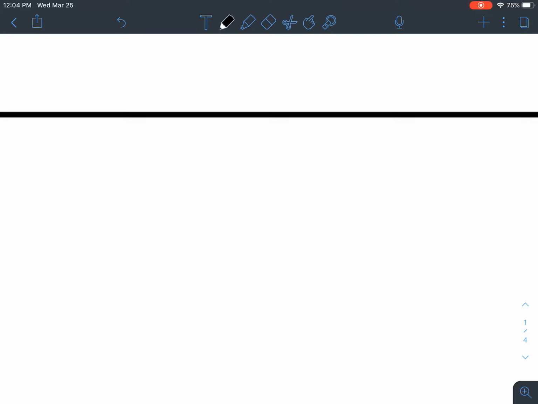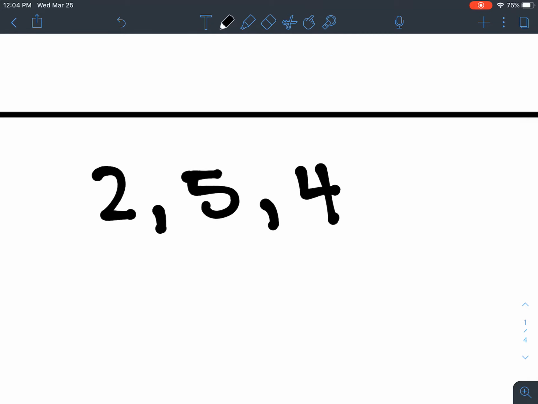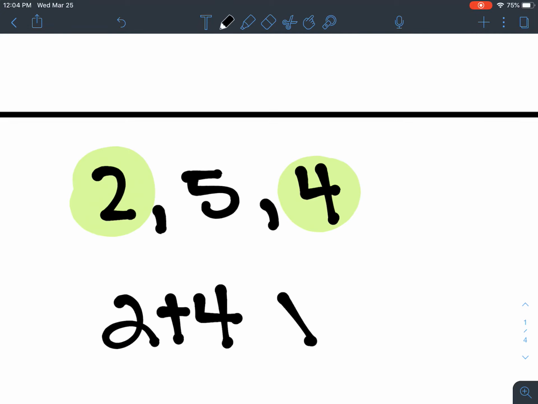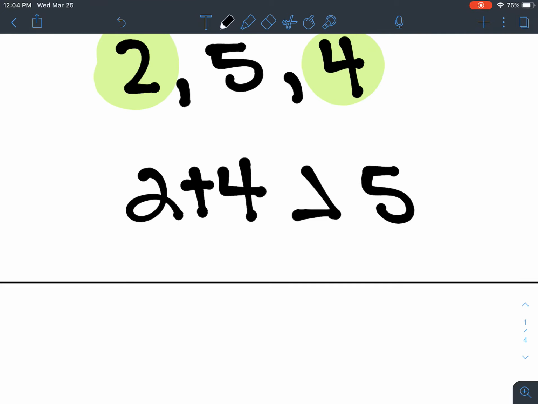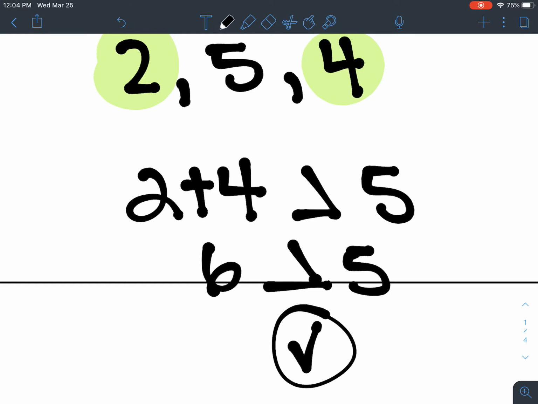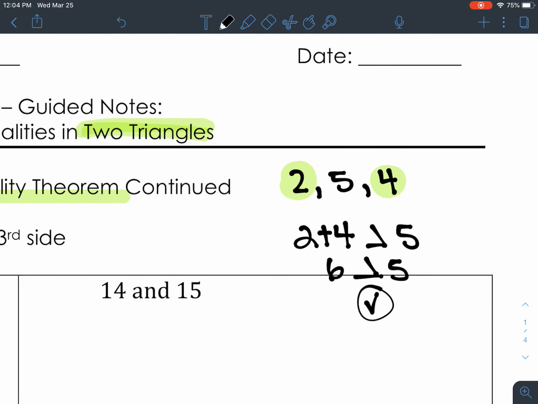Let's say I have the side lengths of 2, 5, and 4. To determine if these three side lengths would make a triangle, you take the two smaller ones, which is the 2 and the 4, and you add them together. And that sum has to be greater than the third side, all right? So if you added the 2 plus 4 together, you'd get 6. Is 6 greater than 5? Yes, it is. So those three side lengths could make a triangle, all right?